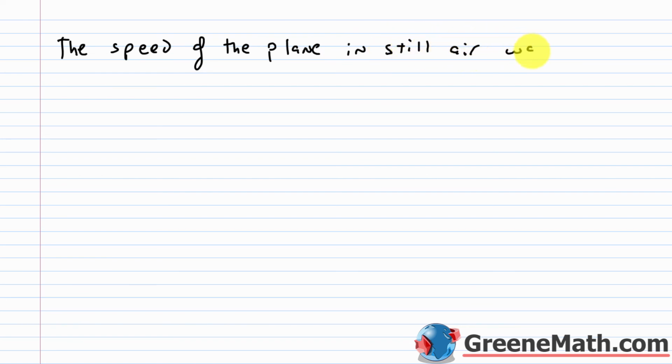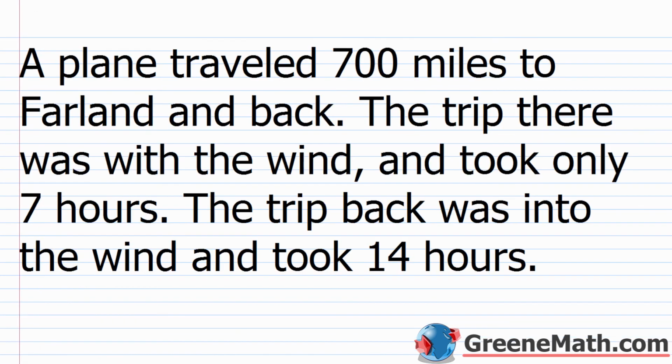All right, so remember, with a word problem, you always want to make a nice little sentence. So we're just going to say that the speed of the plane in still air was 75 miles per hour, and the wind speed was 25 miles per hour. And let's see if this just makes sense in terms of what the problem said.